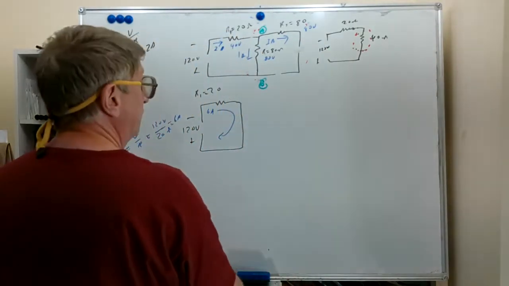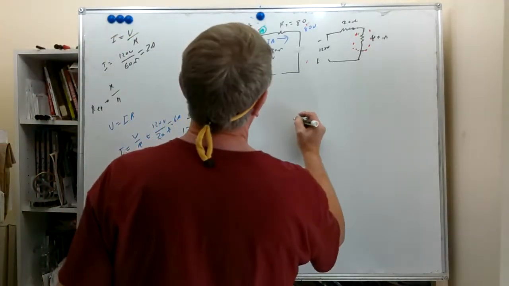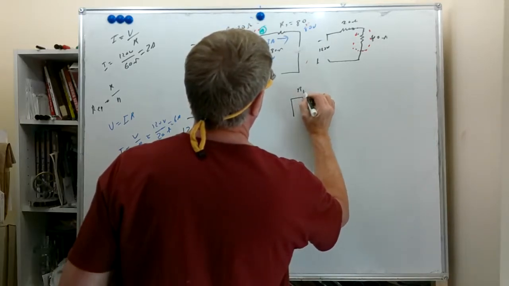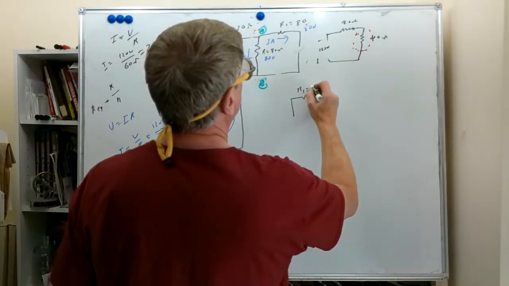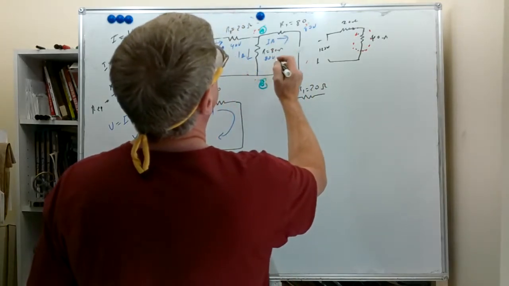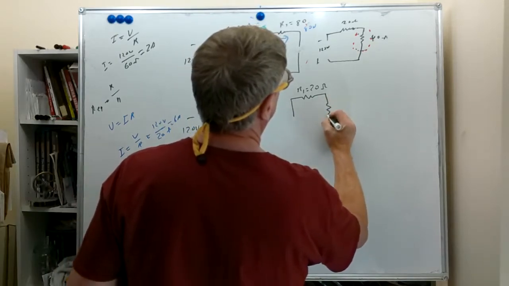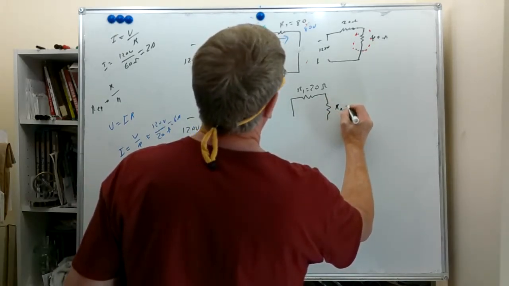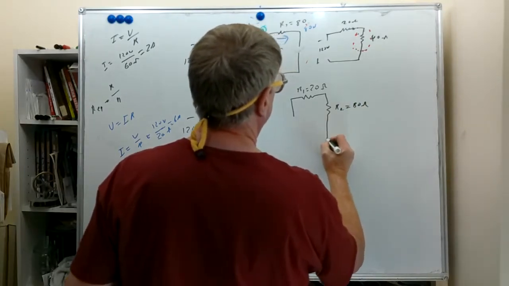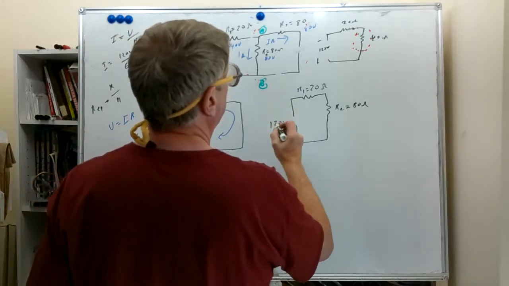And I'm going to redraw this circuit down here to look at it a little bit. Now our circuit looks like this. We still got R1 equal to 20 ohms. We still have R2 equal to 80 ohms. We still have our 120 volts.